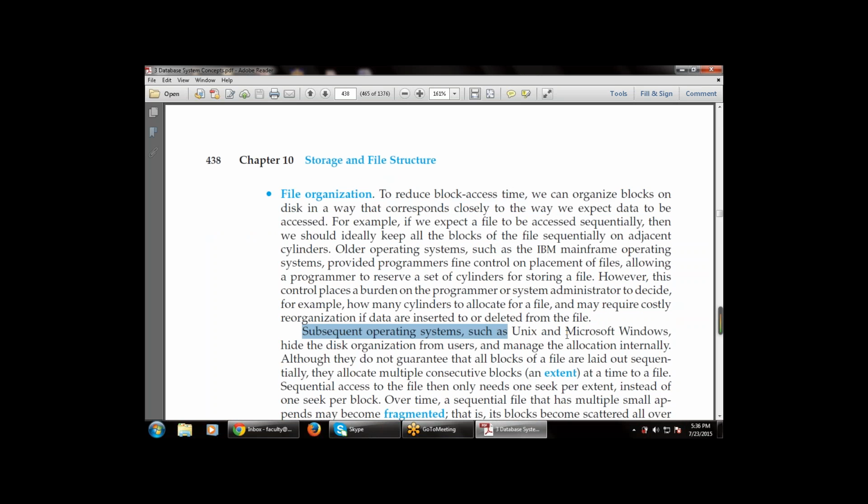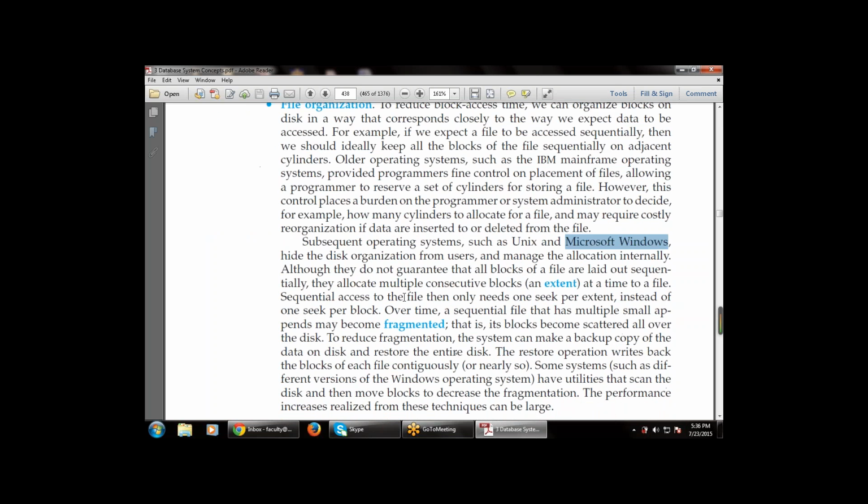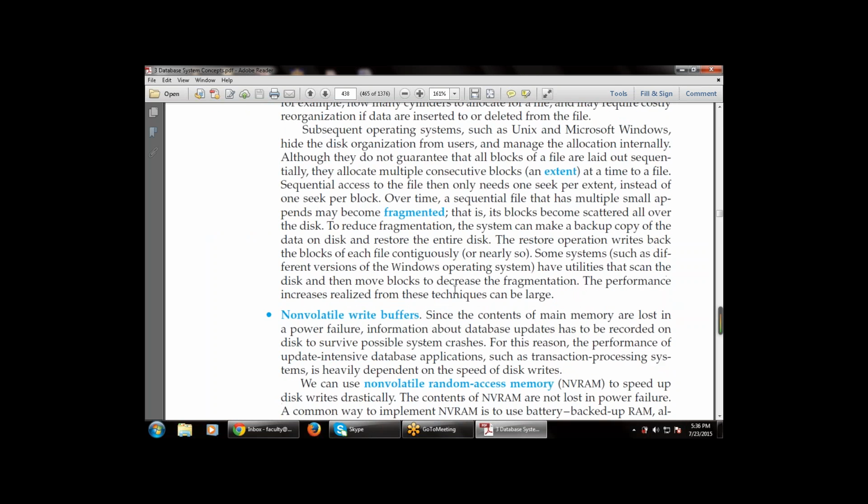Subsequent operating systems such as Unix and Microsoft Windows hide the disk organization from the users and manage the allocation internally.